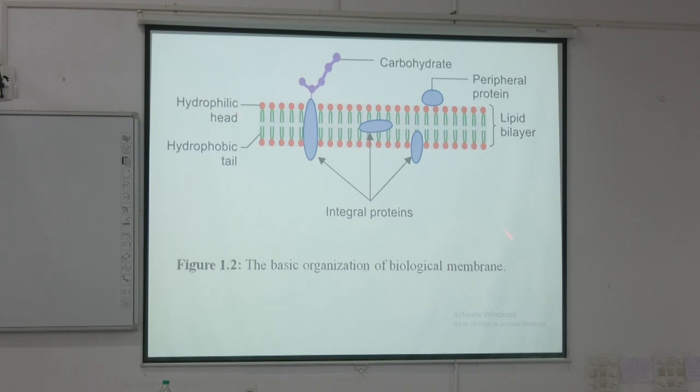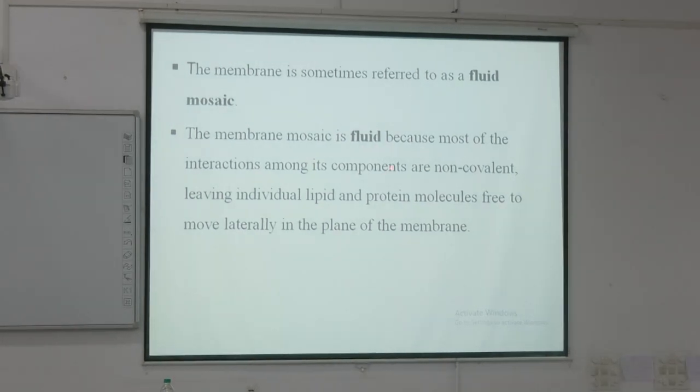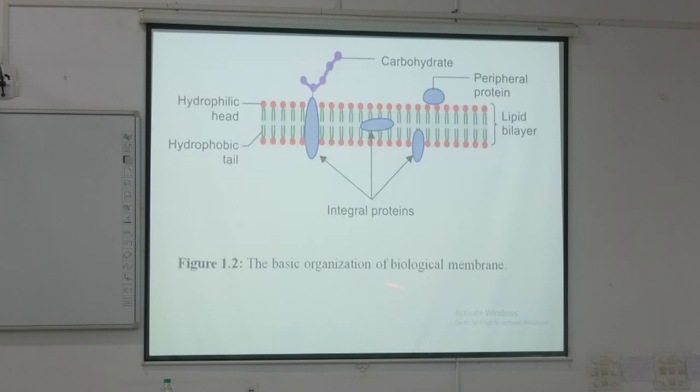What is the meaning of hydrophilic end and hydrophobic end? Okay, non-polar. So the membrane is sometimes referred to as the fluid mosaic model. The membrane mosaic is fluid because most of the interactions among its components are non-covalent, leaving individual lipid and protein molecules free to move laterally in the plane of the membrane. So this is the general structure of the biological membrane.